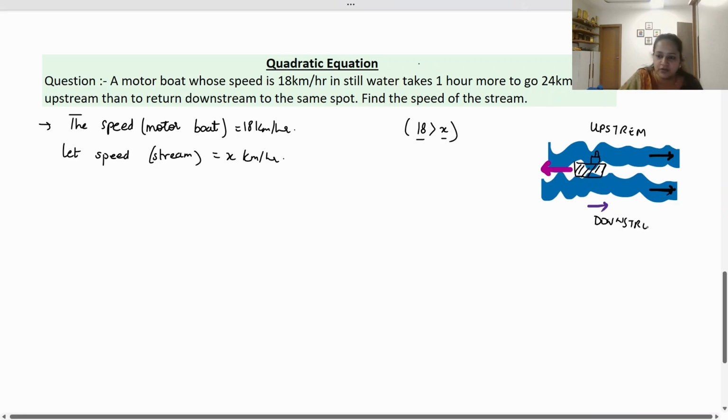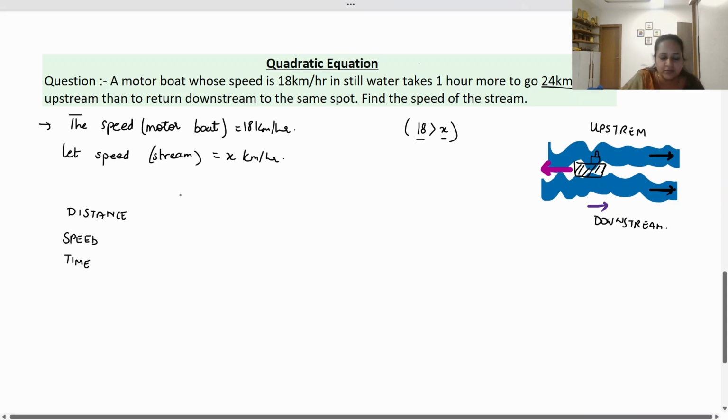Now, whenever you are doing questions based on speed, if we go with a table, it will help us. How? We are talking about distance. What is the distance traveled? 24 kilometers. You are going 24 kilometers upstream and coming down the same distance. So we have distance. We have already assumed the speed, and we have comparison between time.